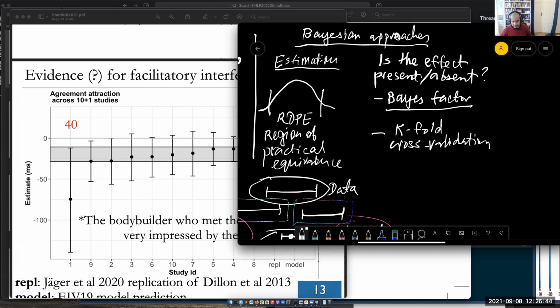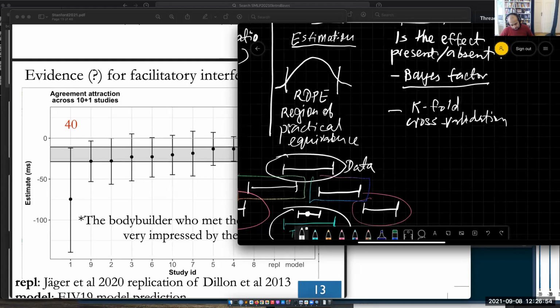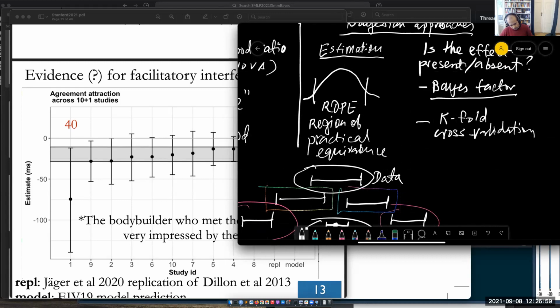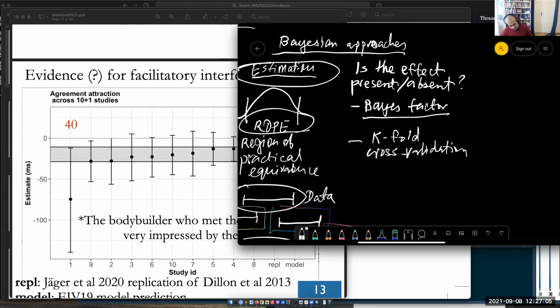In the textbook, we have a chapter on k-fold cross-validation. I won't cover it in this course, but it's there. But I will talk a little bit about Bayes factor on Friday. So by the end of this course, you will have a good understanding of how to use estimation and the region of practical equivalence. Well, that I've already explained now, and the Bayes factor for figuring out what to conclude from the posterior distribution, right? That's an important thing.